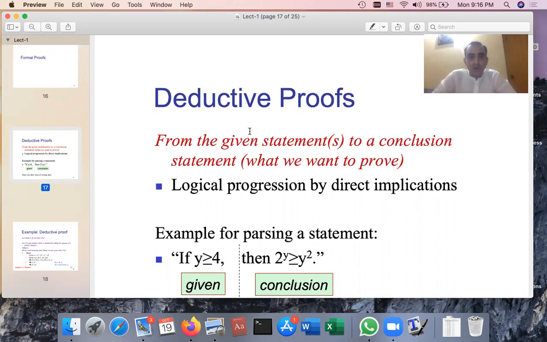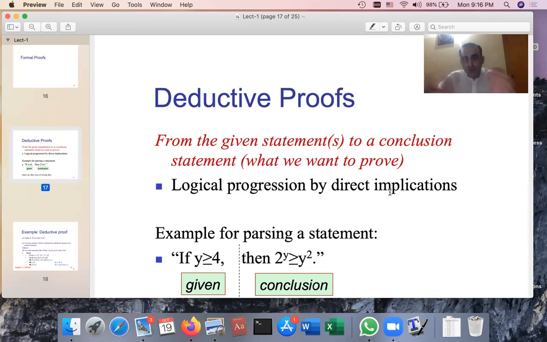So, in these deductive proofs, you will be given a given statement, and then you have to conclude a conclusive statement, a statement that we have to prove. So there are two parts. One part, something is given to you, and then you have to prove by taking that given statement, doing some process, and then reaching the conclusive statement. So this is the sequence structure of the deductive proofs.